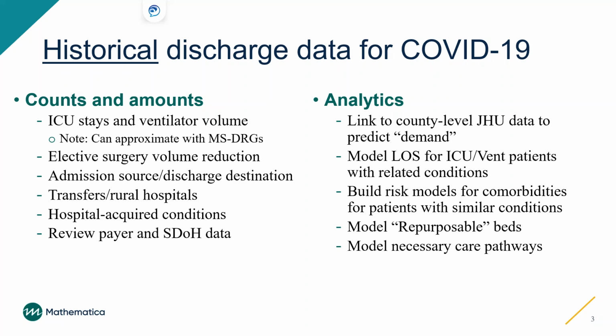Again, building risk models for comorbidities with patients with similar conditions. This was talked about earlier with using influenza or other SARS, but even this could also be pneumonia, just to understand what the risk profile looks like. Trying to get a sense of any repurposable beds. Of course, we're talking a lot of times about repurposing hospitals, but just to understand what beds might be vacant, even if they were typically set up for other types of care, such as elective surgical patients, that might free up some capacity, not only for COVID, but for non-COVID care.